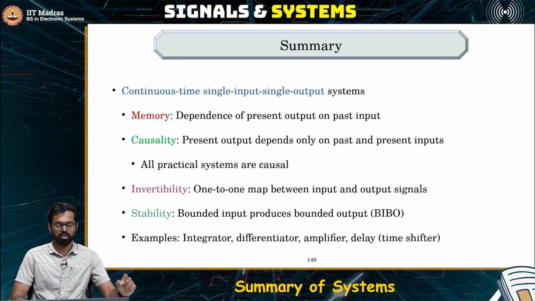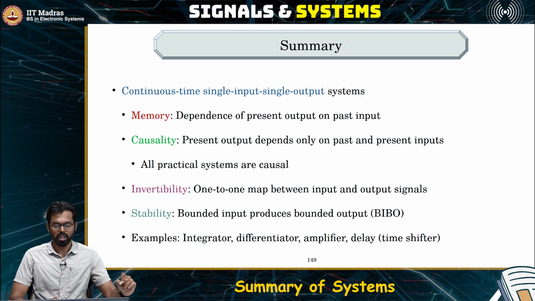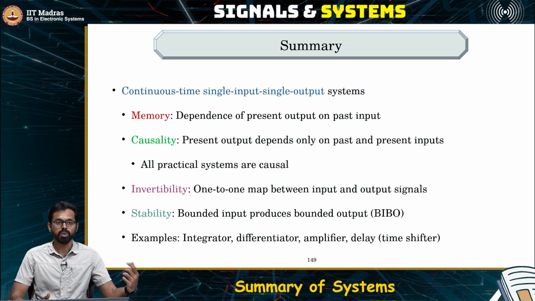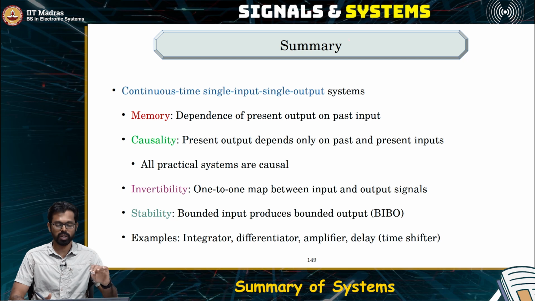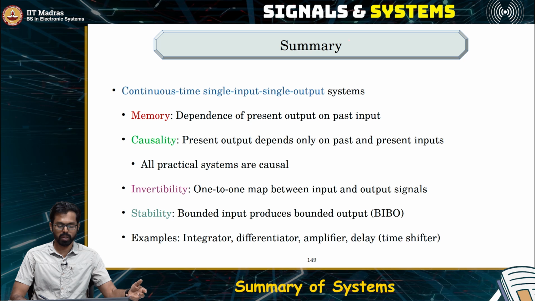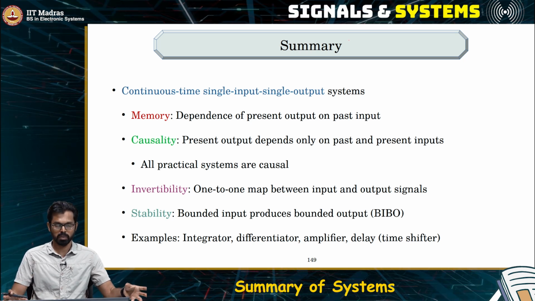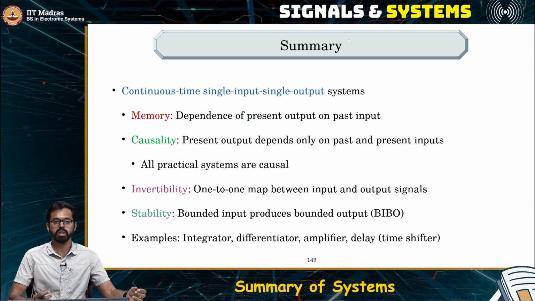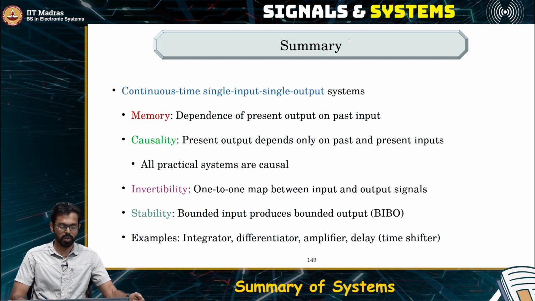So if you want to check if a particular system is invertible or not, all you need to do is try to find two signals which produce the same output. If you can find two such signals which produce the same output, then you can safely declare that the system is not invertible. If you actually want to show a particular system is invertible, then you will have to find the inverse of the system itself, where the inverse system will take the output of the original system and should be able to produce the input itself. So that's how you show a particular system is invertible.